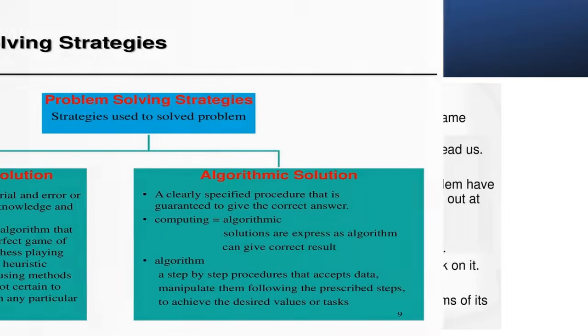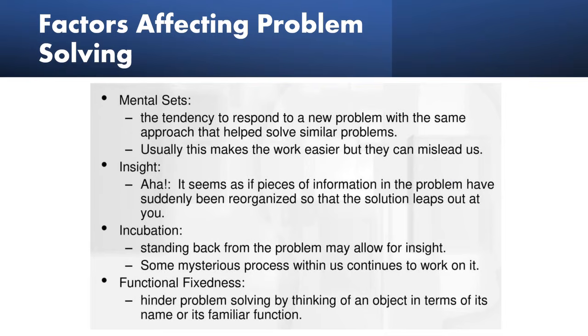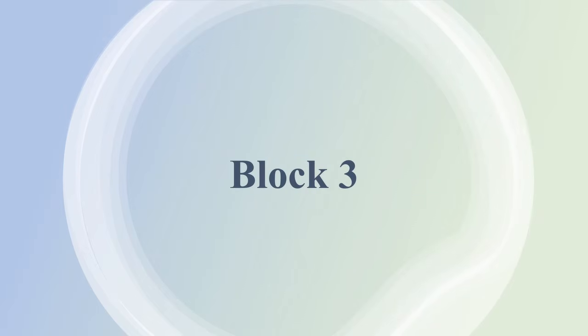Next, factors affecting problem solving. Different factors like mental sets, insight, incubation, functional fixedness, etc. Questions like functional fixedness can also be asked as a 3-mark question. So just have a heads up on all these aspects in detail. With this, block 2 concludes. Now moving on to block 3.